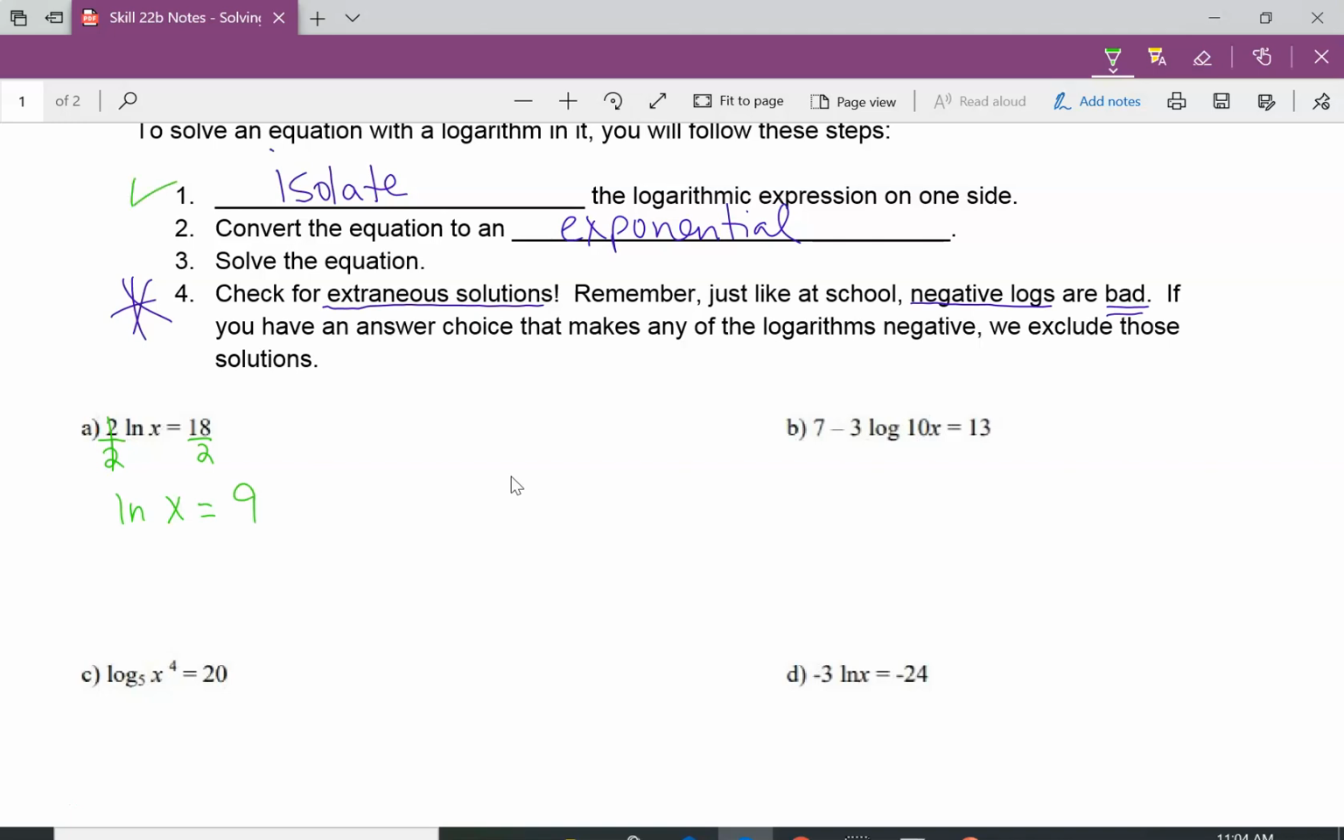Next step, convert this to exponential. Since we have natural log, we know it has a base of e. So e to the 9th equals x. That's step 2. Step 3 is going to be to use our calculator. So we're going to use e to the 9th. Remember, on your calculator, to get e, you hit the second button and then hit the ln button. And that gives you e to the power of, and then you just type in 9. And you get that x is about equal to 8103.084.